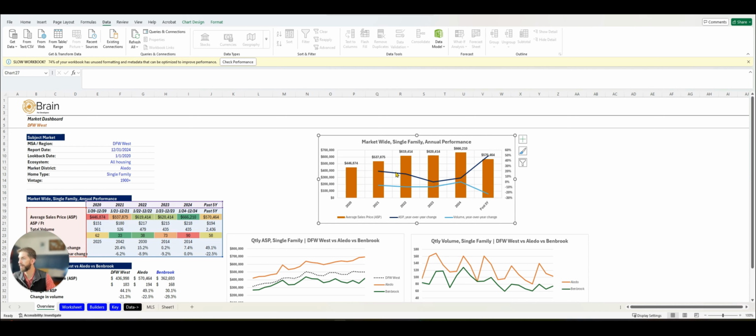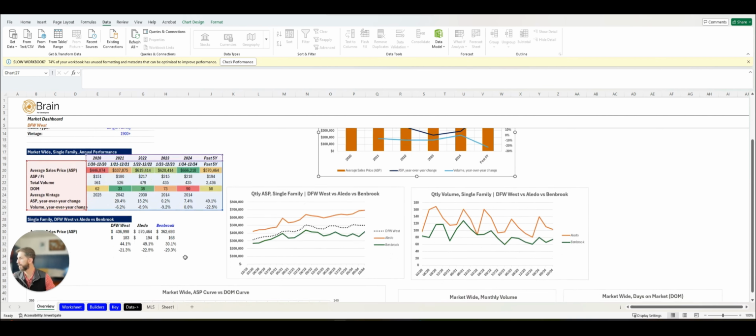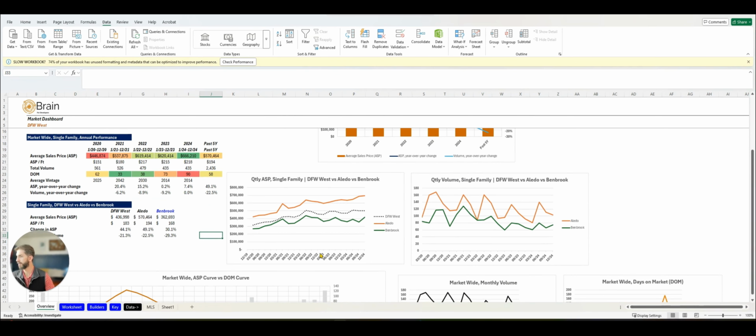So there was quite a bit happening in 2020, no surprise. And then 2022, a little less. Interest rates went up. 23, full effect of Fed action, most likely. But you still have a lot of price appreciation during that time between 21 and 24. It's remarkable. And I think this is a function of new construction that's happening in Aledo as well. So that's an interesting chart.